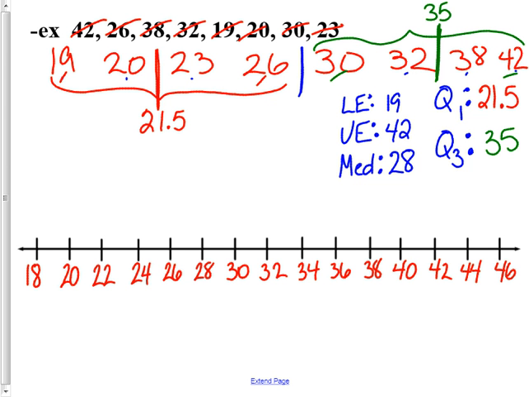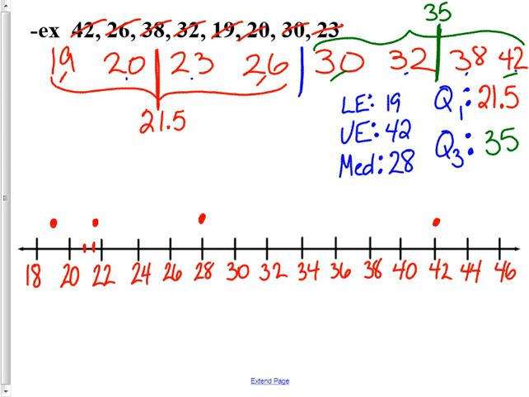So we're going to go ahead and graph all 5 points now. Lower extreme is at 19. Upper extreme is at 42. Median is at 28. Quartile 1 is at 21 and 5/10. So I'm going to have to think about that one a little bit. Here would be 21, so 21 and a half would be right about there.